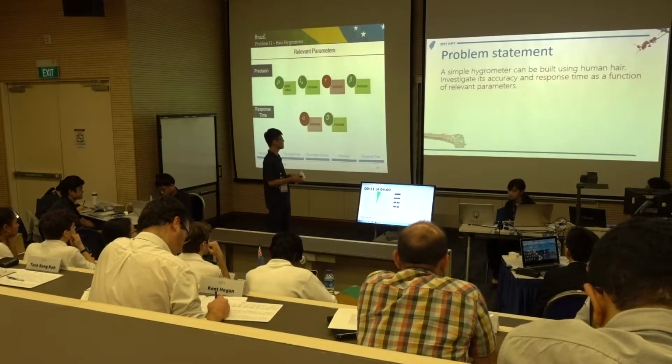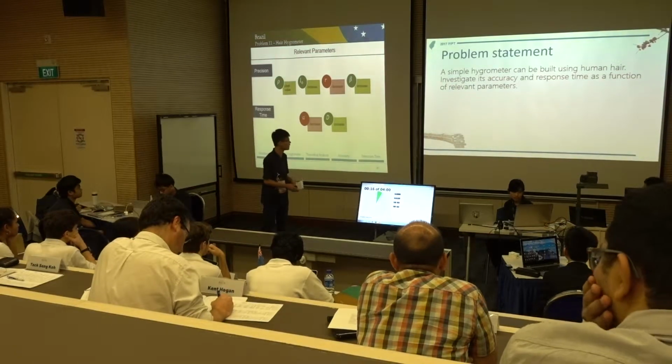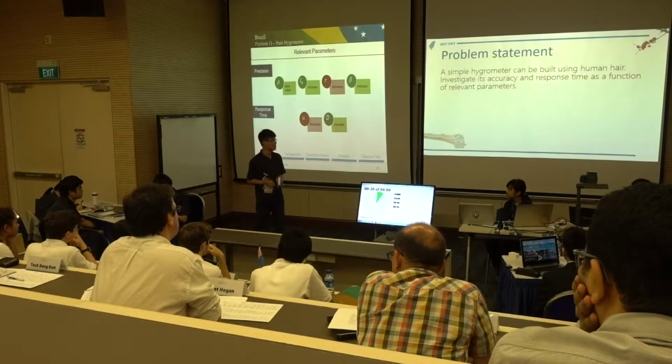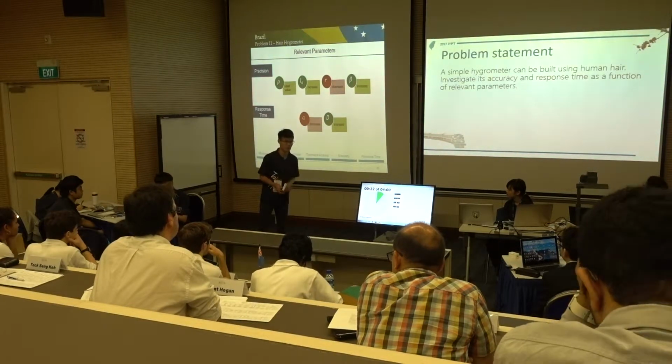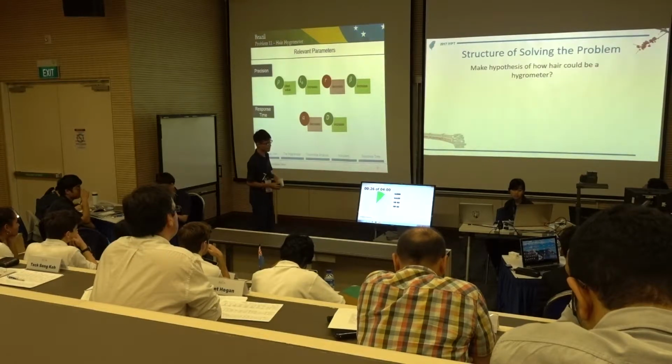This is the problem statement, and it tells us that a simple hygrometer can be built using human hair. What we are going to do is investigate its accuracy and response time as a function of relevant parameters.